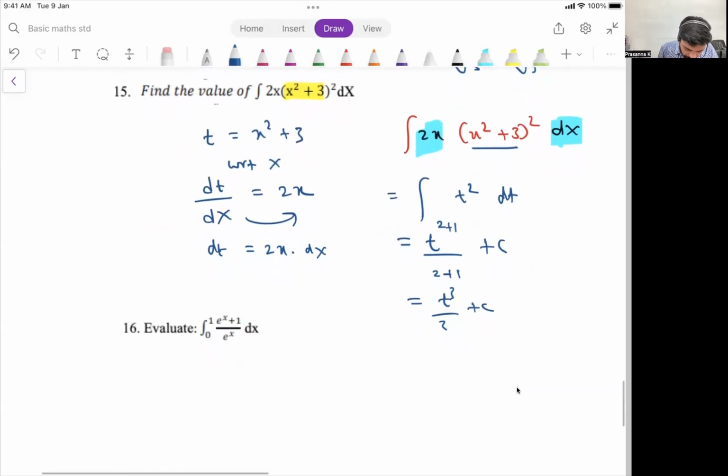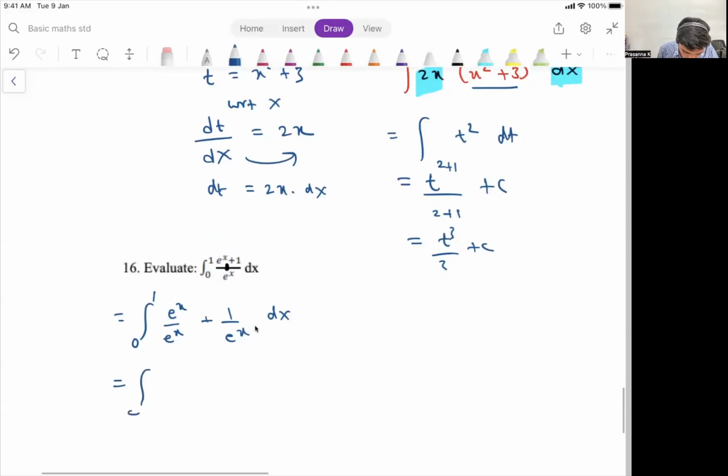Then 16th question. Again, this is very easy. Integration of 0 to 1. I will split this denominator here. If I do that, I will get e power x by e power x plus 1 divided by e power x dx. So integration of 0 to 1, e power x divided by e power x is 1 plus 1 by e power x. If I shift this to numerator, I will get e to the power minus x dx.